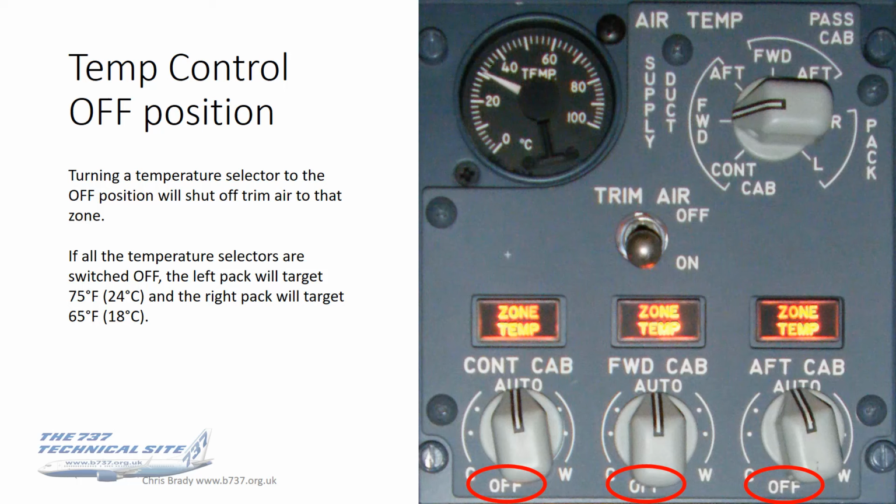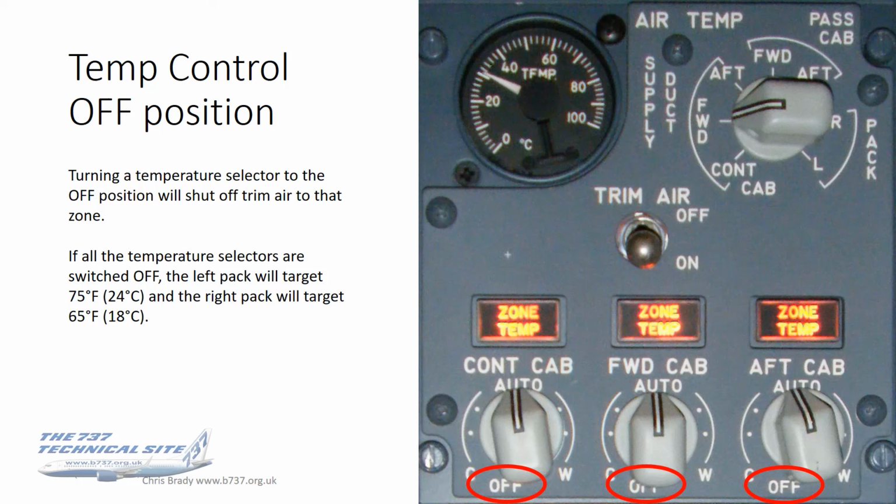One subtlety of the long body temperature controls is the off position. I wouldn't mind betting that there are many pilots who have long since forgotten that the off position even existed. So just as a little reminder to everybody, first of all, they do have an off position, but what does it actually do? If you turn an individual temperature selector to the off position, it will shut off the trimmer to that particular zone.